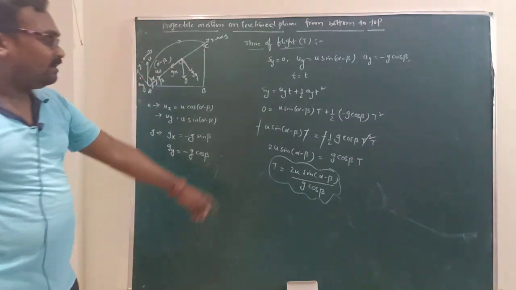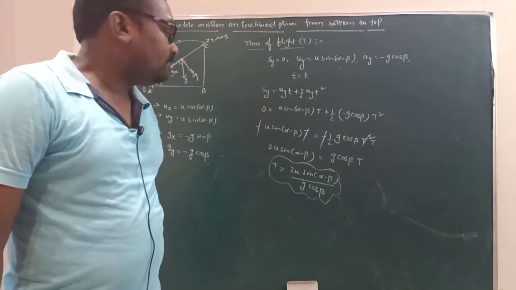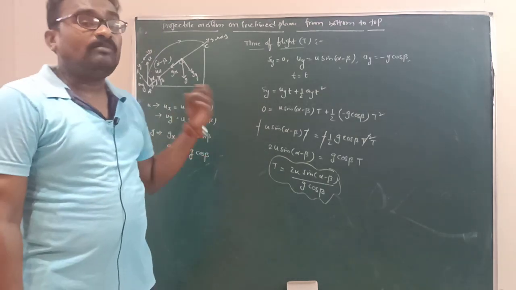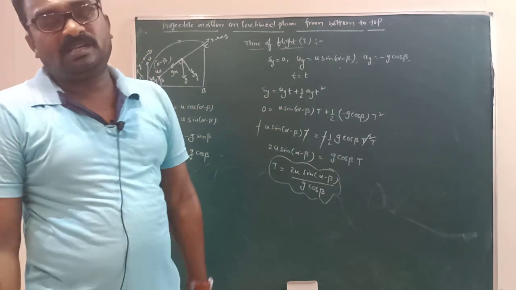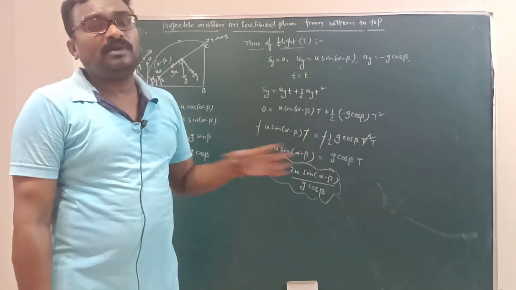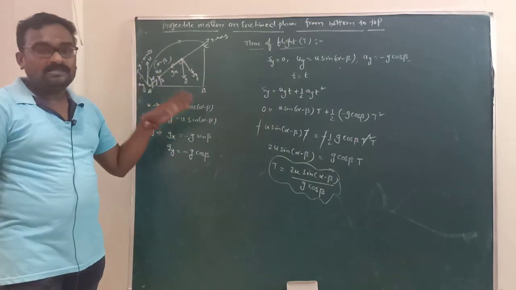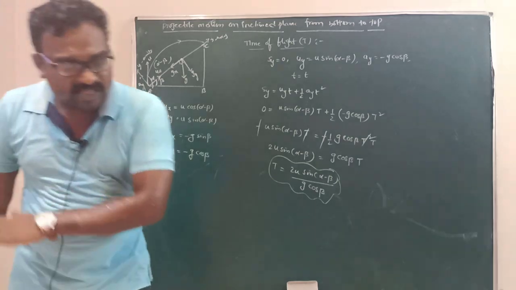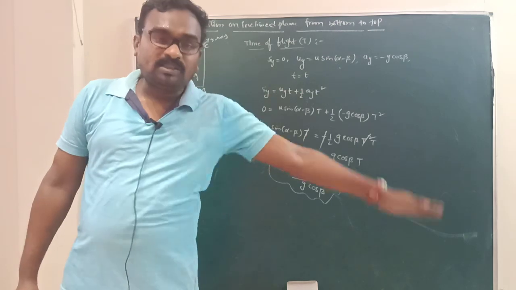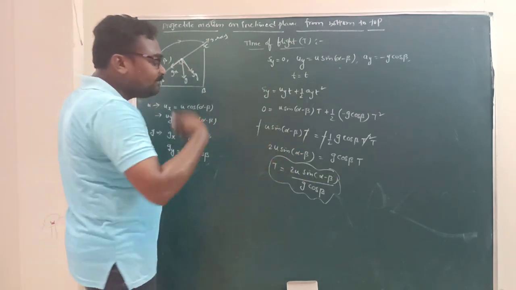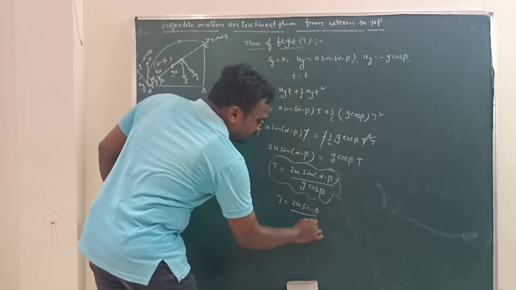g cos beta. This time of flight is similar to the normal case of projection. In the normal case, the surface is horizontal and the projection looks like this, but here the surface is inclined. This is similar to T is equal to 2u sin theta by g.